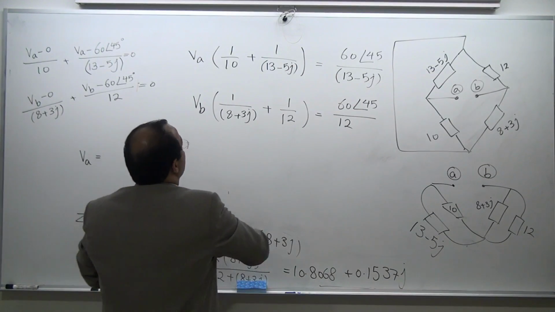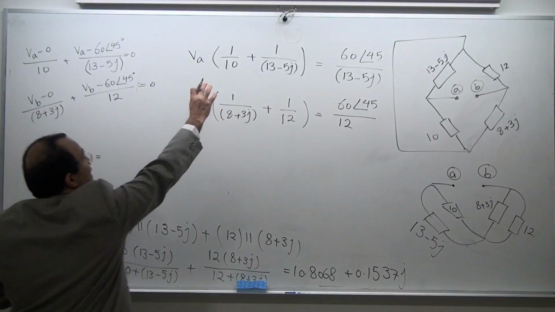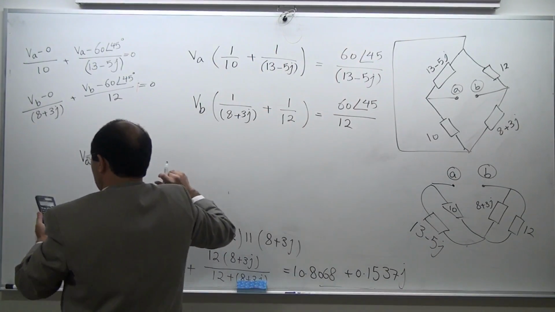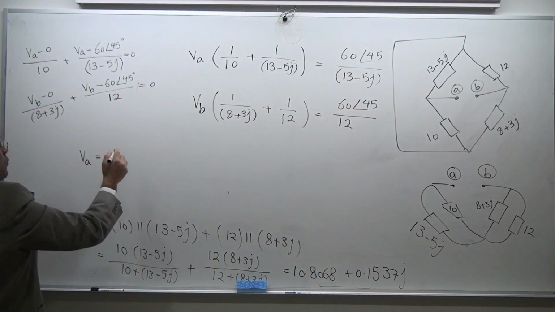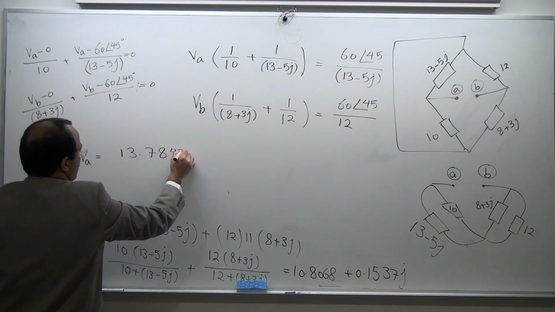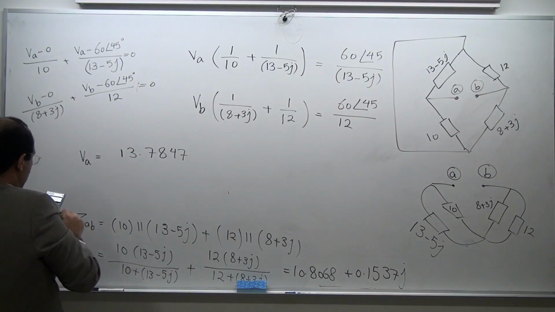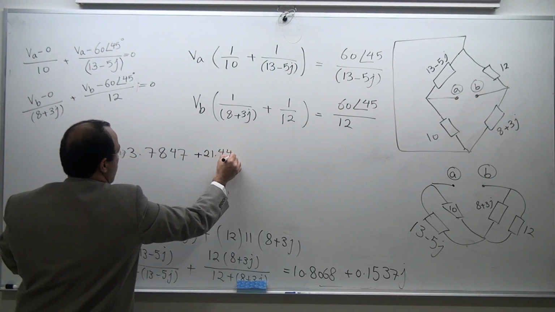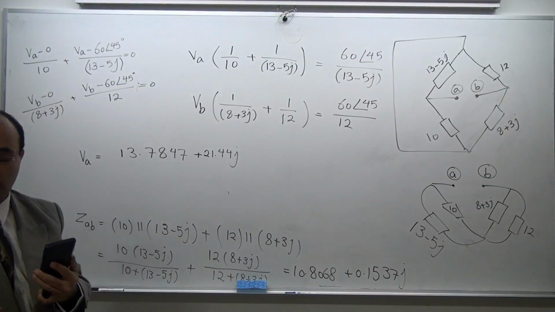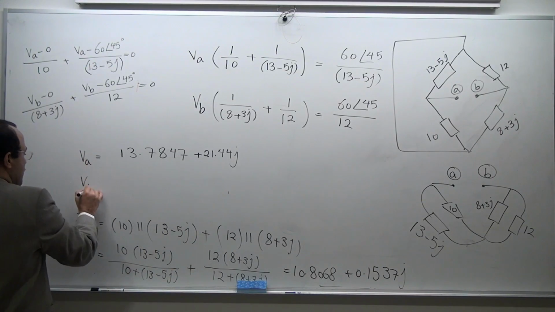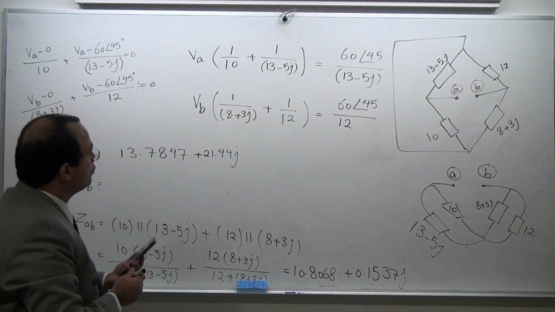So I did calculate this, I did inverse it, and I multiplied it by this. I hope I did inverse it. I'm going to check that in a moment. 13.7847, and shift equal sign is plus 21.44j. Am I right? So I did inverse. Okay, thank you. Let's do VB, so I hope I am able to do the same thing.